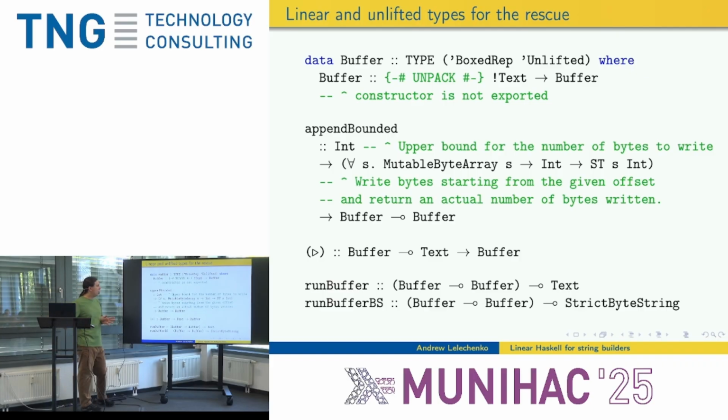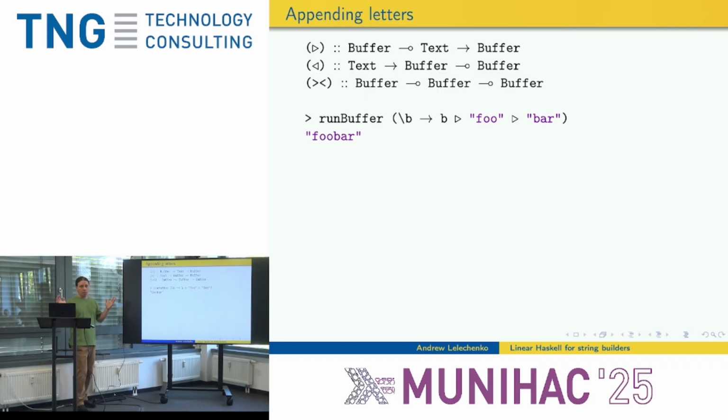So let me give a short tour of functions available in this linear builder package. We can append texts to a buffer, and we can append buffers to each other. If you append buffers, then they will consume both of them linearly. You can see two lollipops. If you append text, there are no restrictions on text, but the buffer will be consumed. The way it looks in your code is something like this. This run buffer takes a function from buffer to buffer, and it concatenates it nicely. It doesn't matter how you put brackets here.